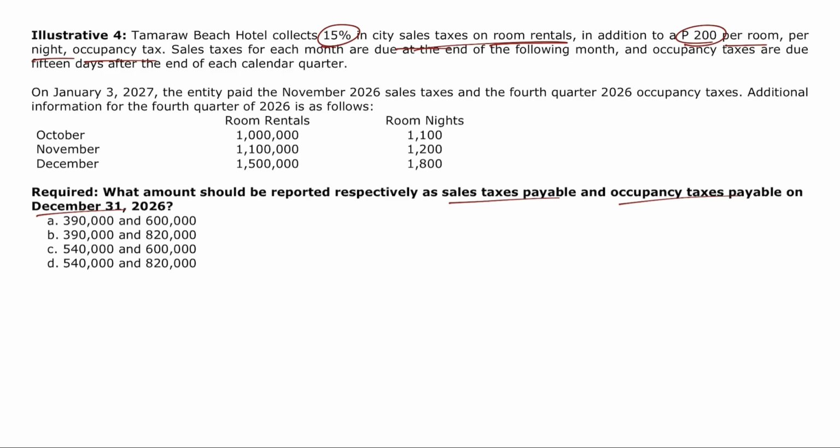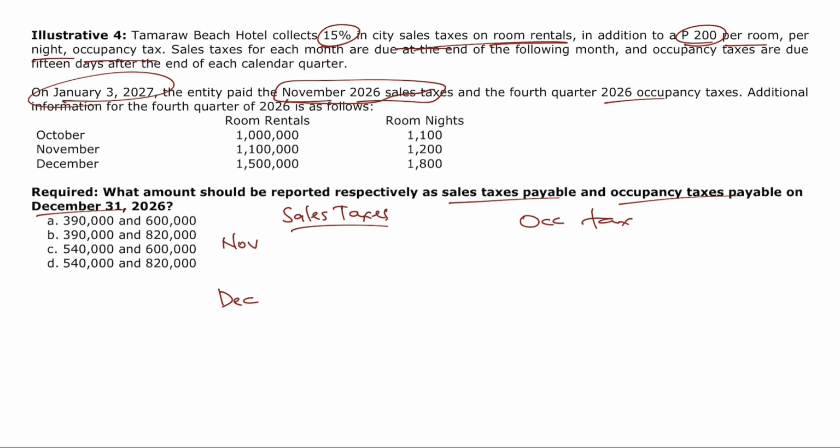So, on January 3, 2027, the entity paid the November 2026 sales taxes. Ibig sabihin, kung January 3 pa lang nabayaran yung November, as of December 31, hindi pa nababayaran yung sales taxes natin. Again, hindi pa nababayaran yung sales taxes natin for the month of what? For the month of November, and then for the month of December. Kasi January nabayaran yung December or yung November. Okay? Next, the fourth quarter 2026 occupancy tax is also paid on January 3, 2027. So, for the occupancy tax, see to it na per quarter tayo. So, that's October, November, and then December.